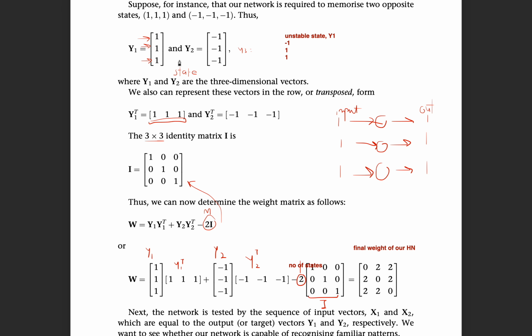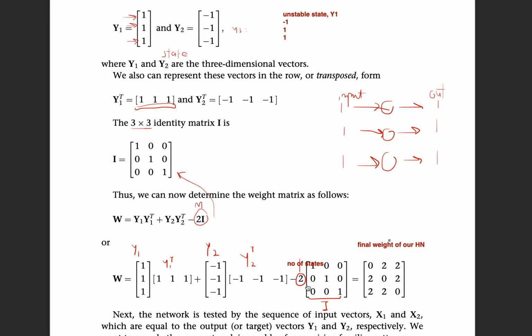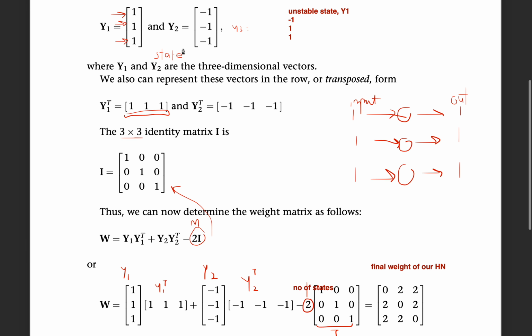In this given example, we have 2 states, y1 and y2. Then we must add these 2 states. So y1 times y1 transpose plus y2 times y2 transpose. y2 is negative 1, negative 1, negative 1, times y2 transpose, which is negative 1, negative 1, negative 1. And then we have to subtract the number of states. Here we have 2 states, y1 and y2, so we subtract 2. If there were 3, with y3, then this would become 3.